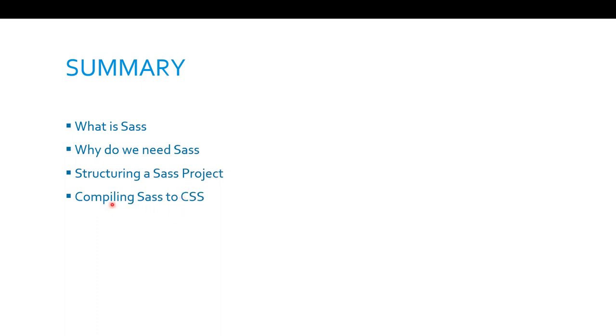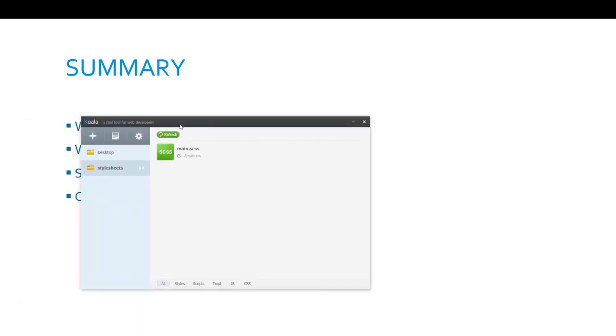So we looked at how to compile Sass to CSS. Like I said, I'm using this tool, Koala, to convert. You link the Sass file and the CSS file. Anything you write in the Sass file, Koala will automatically generate the CSS equivalent and put it in your main CSS file you have linked.